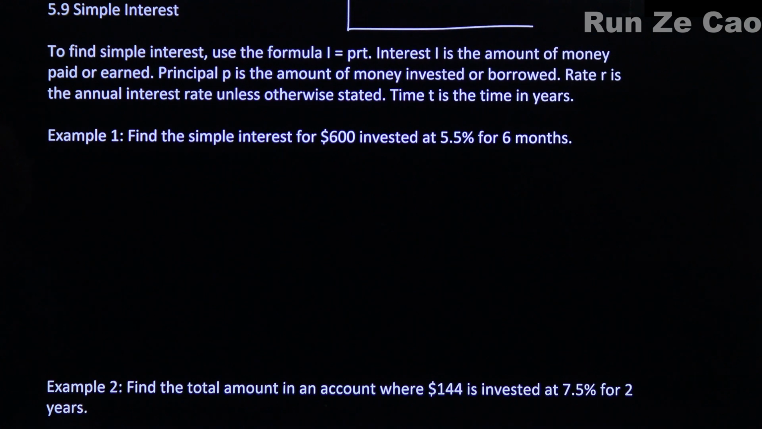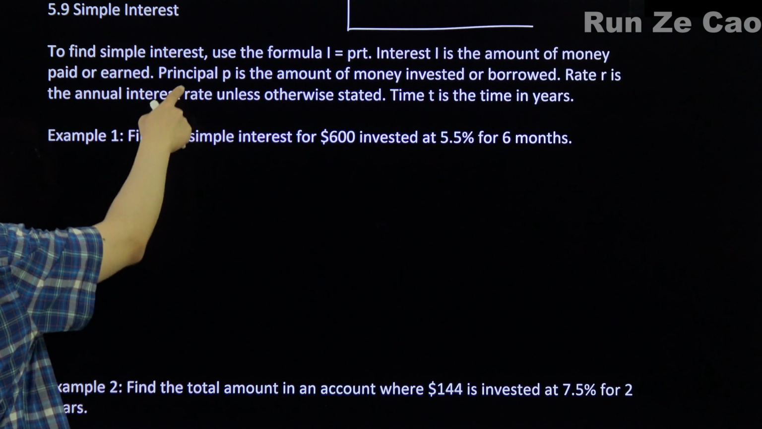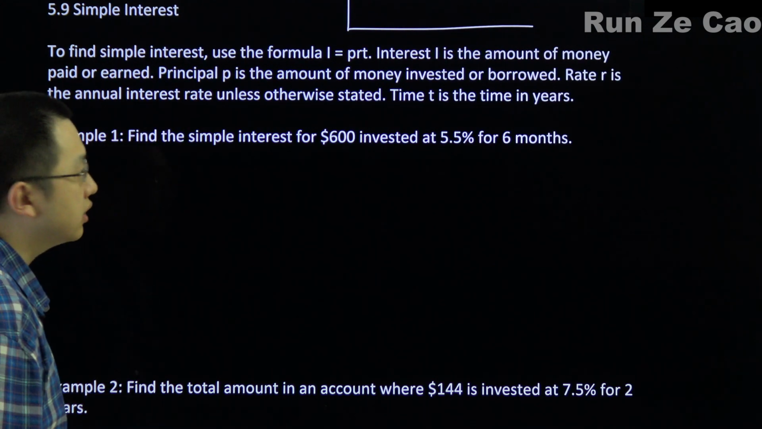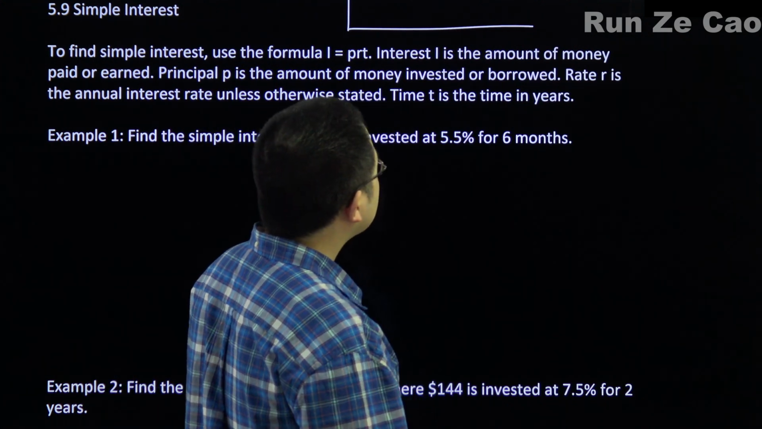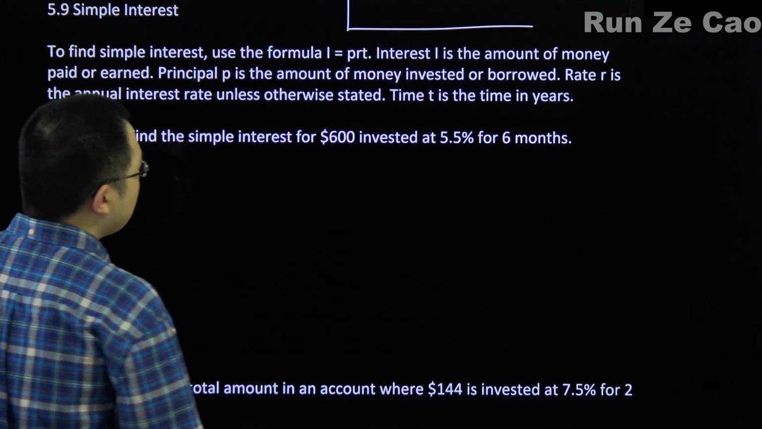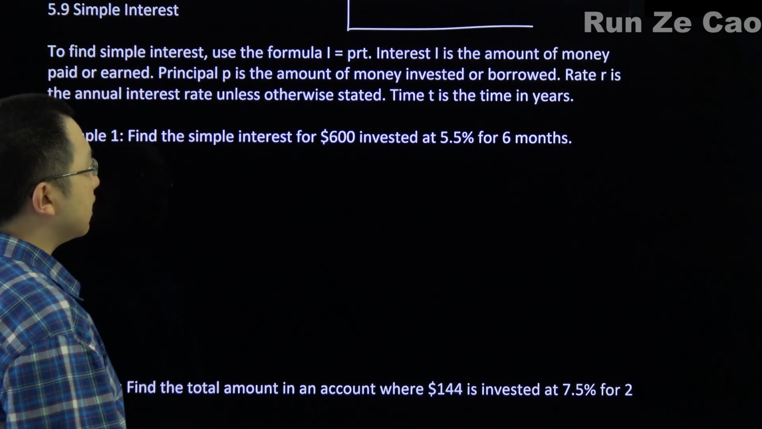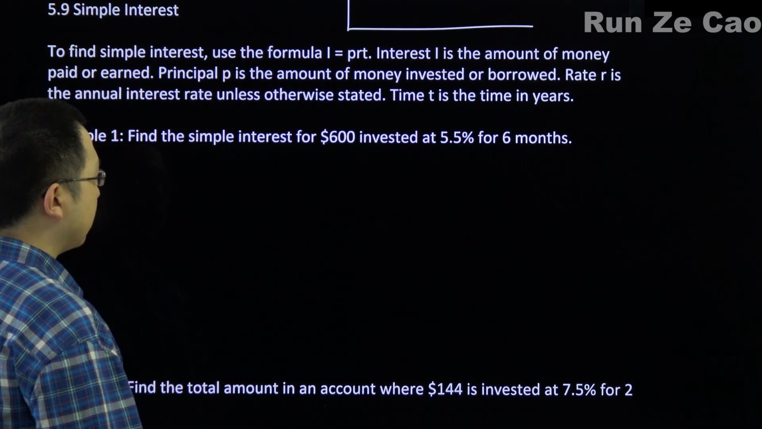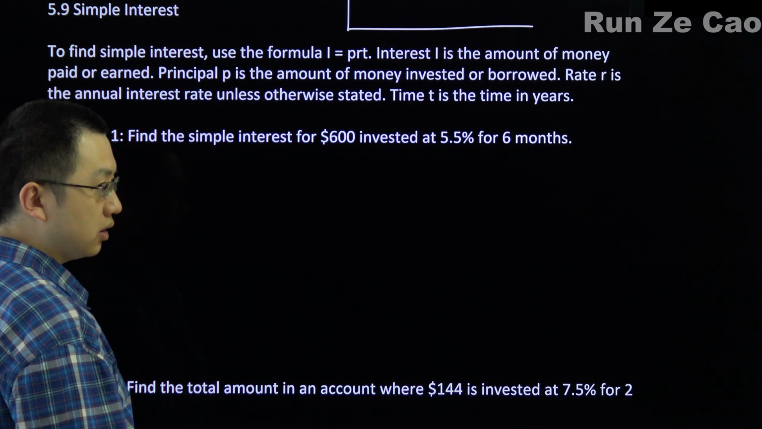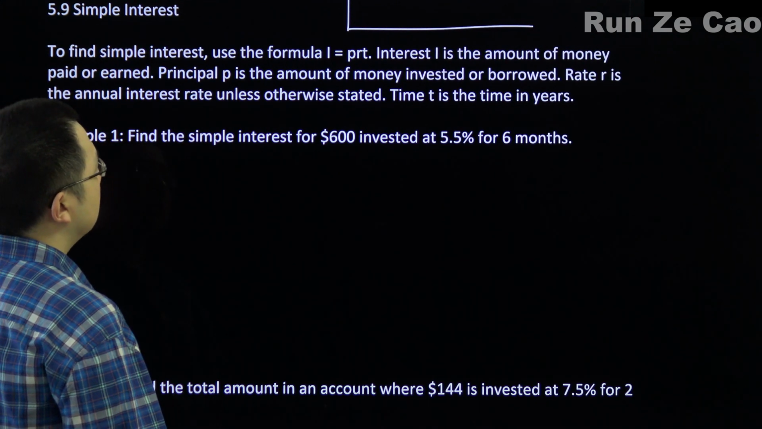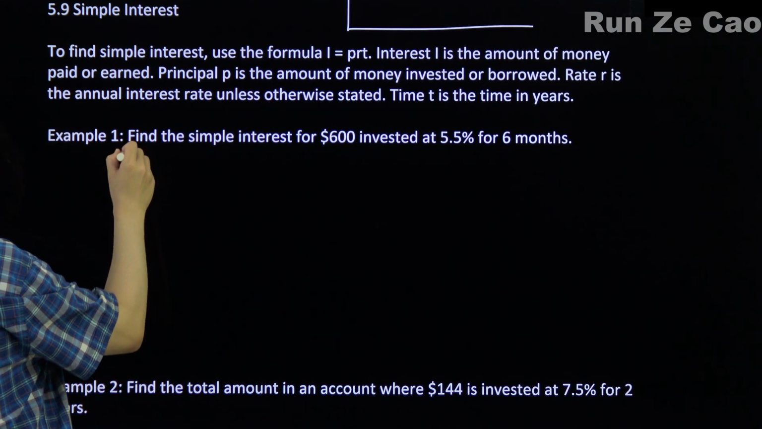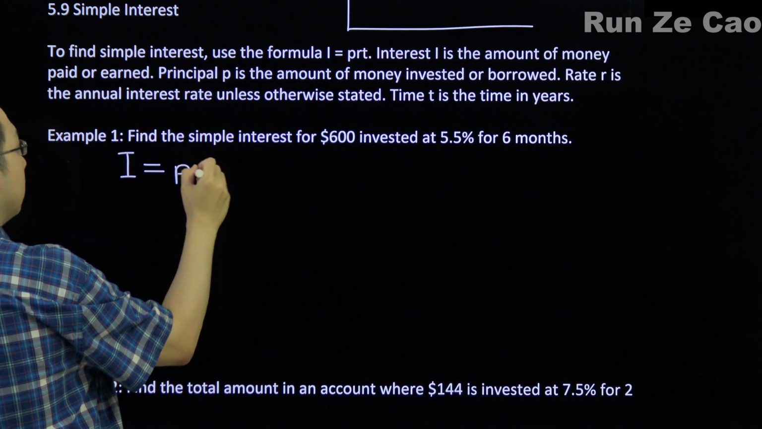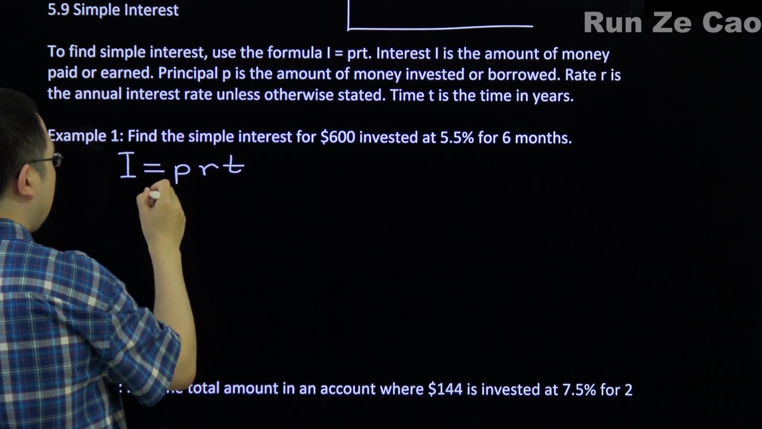Now let's say we find the simple interest for $600 principal. By the way, principal can be spelled either way depending on convention. Invested at 5.5% for 6 months. Unless otherwise stated, the interest rate is given as an annual interest rate, so per year. Time t is the time in years. In this case, the formula gives us interest is equal to principal, rate, and time multiplied together.